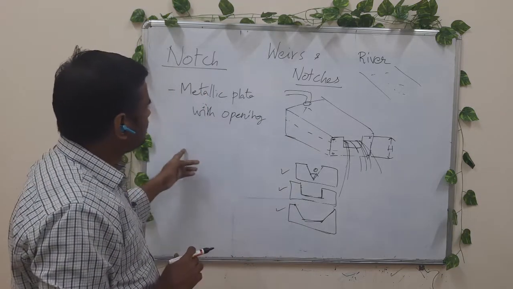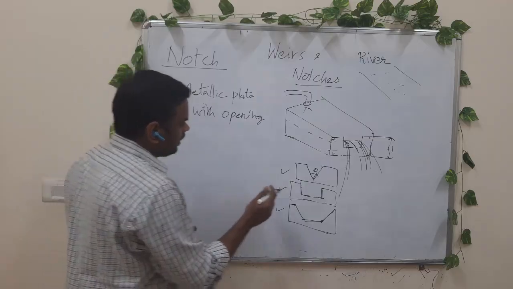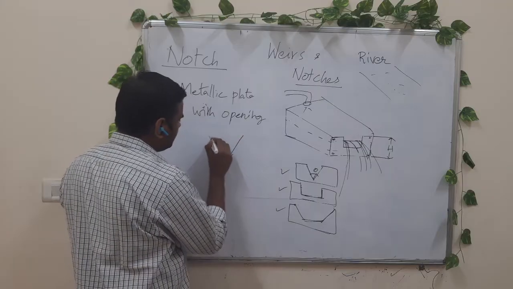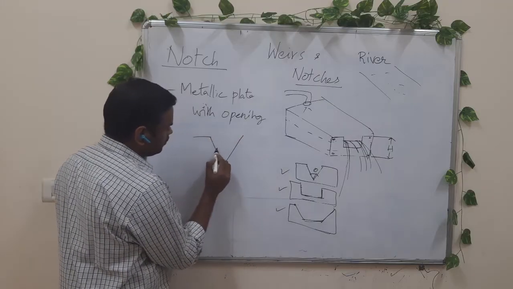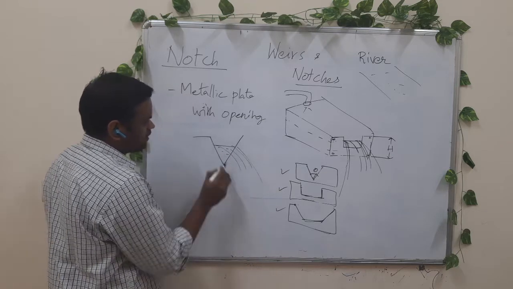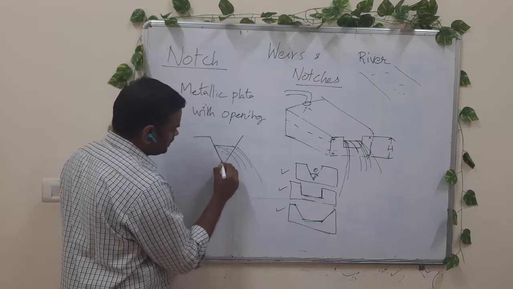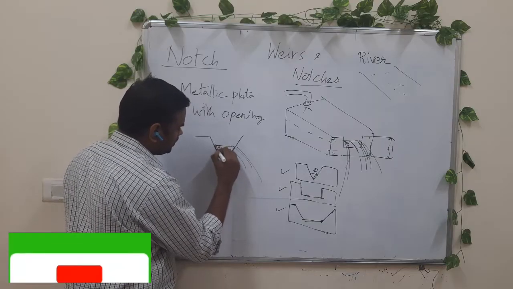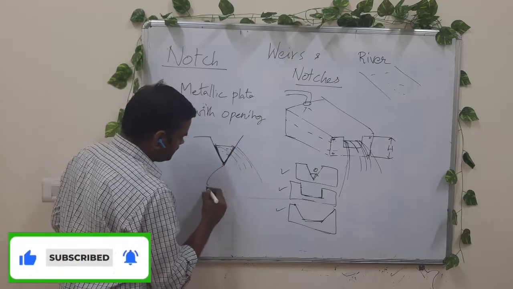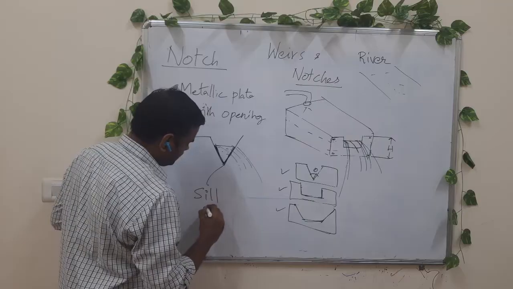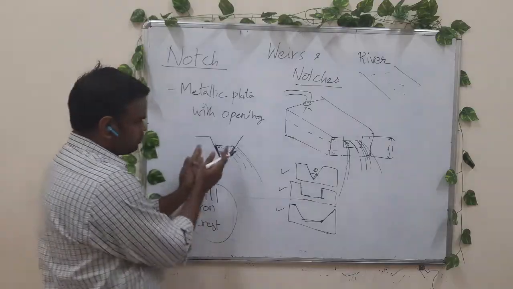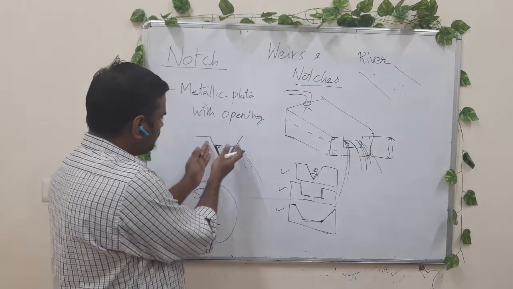Essentially we have an opening here, and the liquid is flowing across it. Let me say up to here is the liquid level. The liquid is flowing through this opening. The zone, in this V shape, in which the fluid is flowing is called the sill or crest. So the crest or sill is the portion of the notch through which the fluid is flowing.